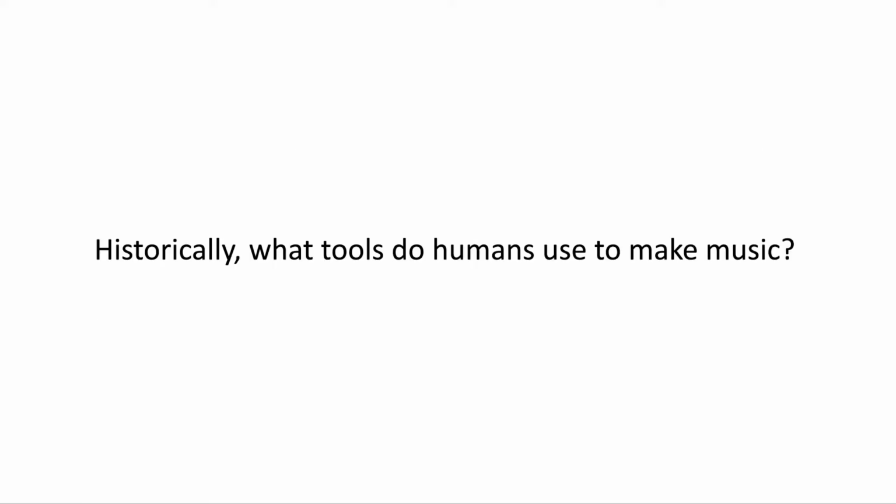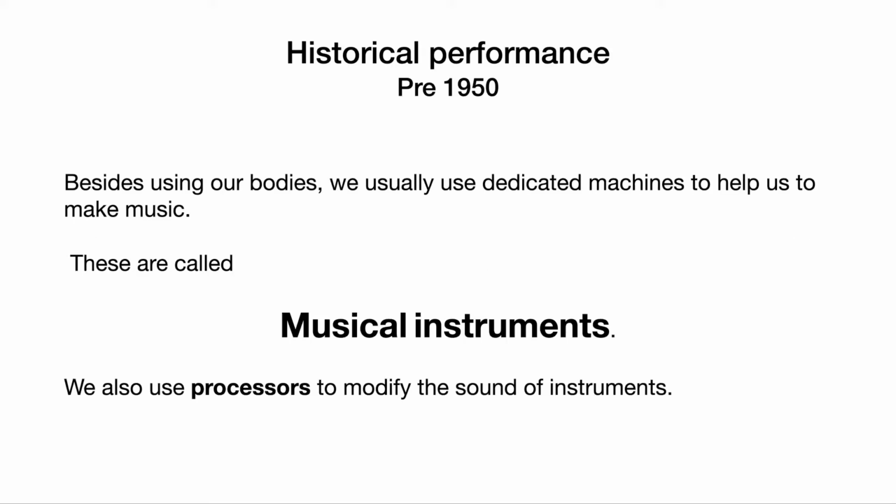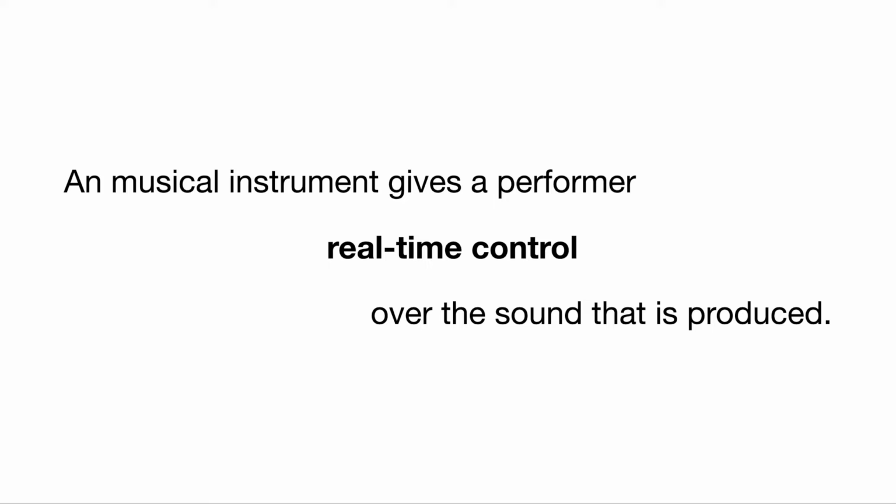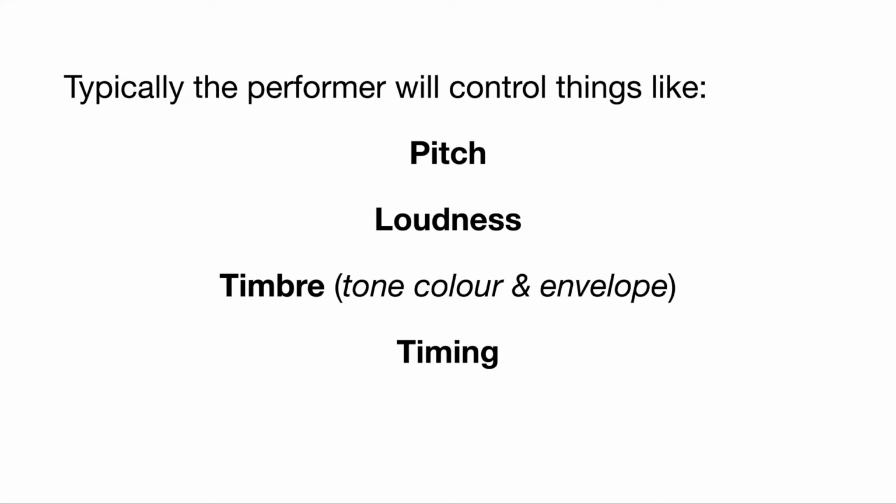Let's start by looking at historically, what tools do humans use to make music? Well, traditionally, besides using our bodies, we usually use particular machines to help us, which we call musical instruments. What a musical instrument does is it gives real-time control over the sound that is produced. So we can use that to express ourselves musically. Typically, a performer will control things like pitch, loudness, timbre, and timing.